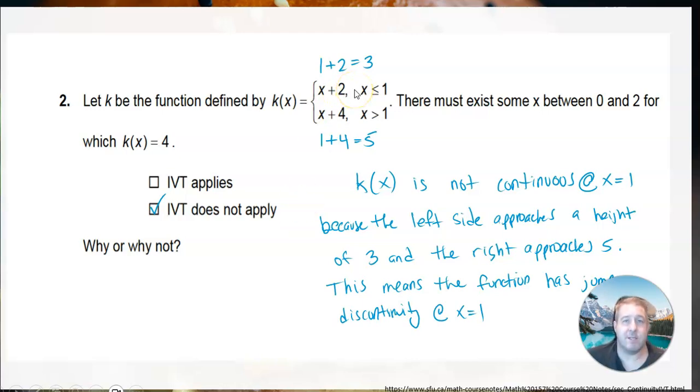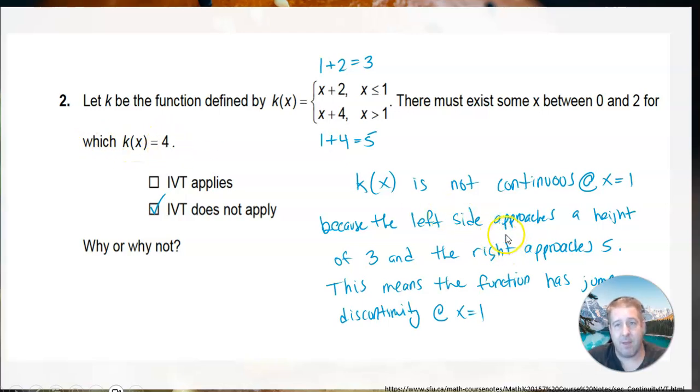All right, looking at the next question, we have another piecewise function. This time they're just giving us the actual functions themselves. So you might get tables, you might get graphs, you might get functions. There's all different ways you might see the questions set up. It says, let k be the function defined by k of x, a piecewise function. There must exist some x between 0 and 2 for which k of x equals 4.